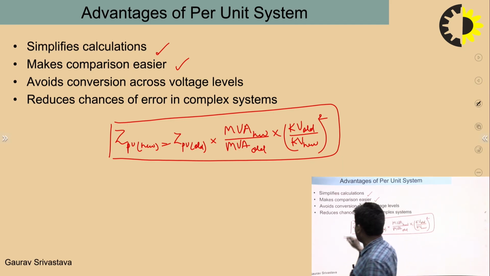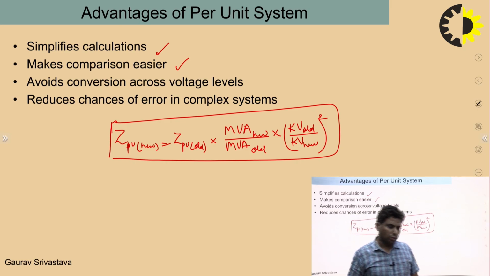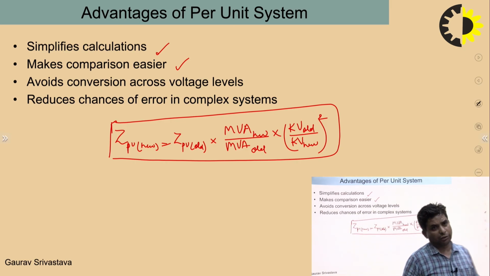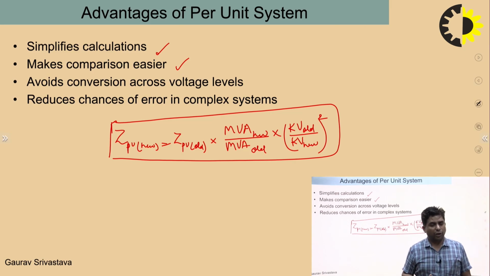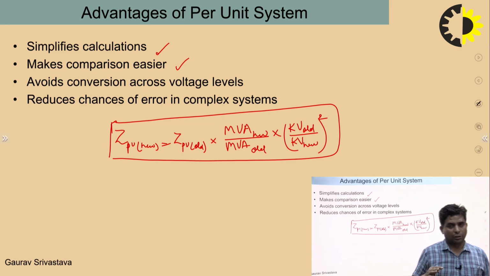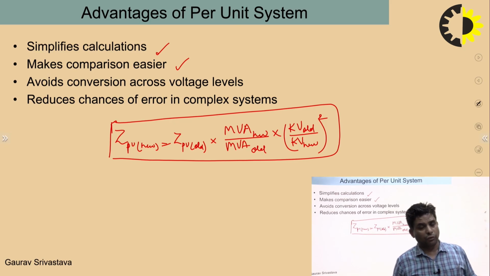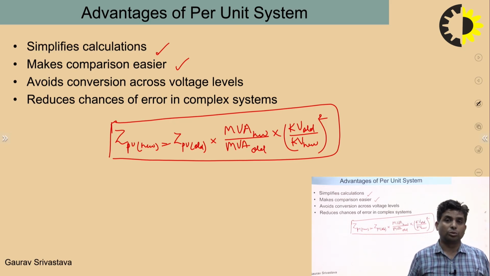In a one or two problem system, or a 1, 2, 3 bus system, there is no problem. But when we go for a large substation or complex power system analysis, there is a high chance of errors, and we use the per unit system to reduce this type of error in that particular section.